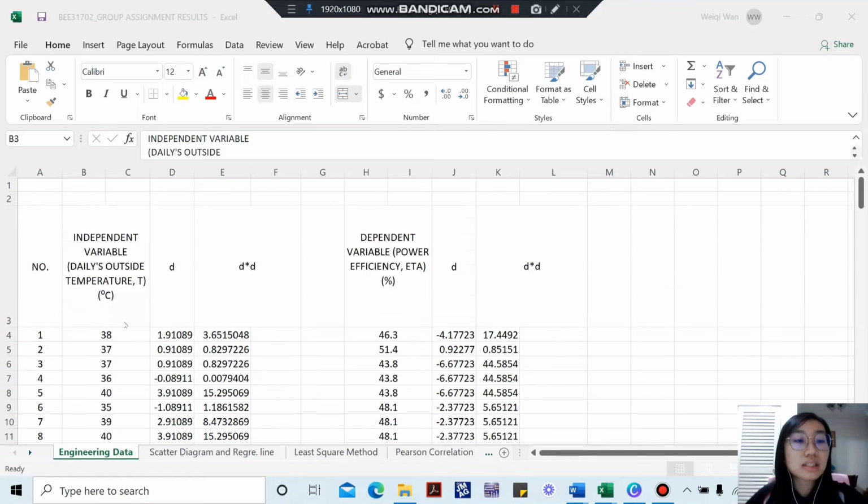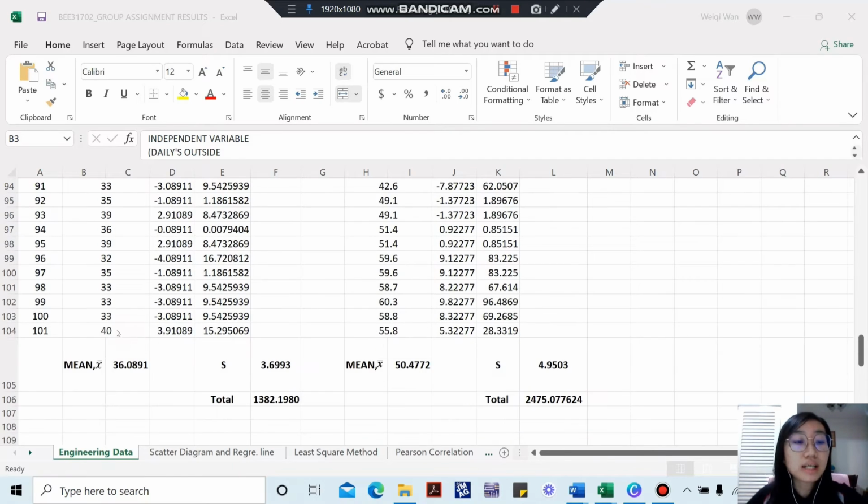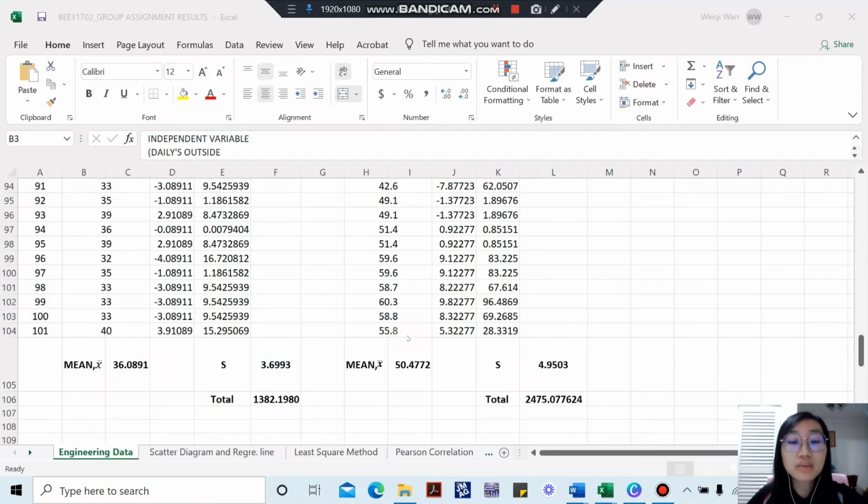And this is the data for the daily outside temperature, starting from 1 until the 101st data. And the same goes for the dependent variable data. This one is the data for the power efficiency, starting from 1 until the 101st data.